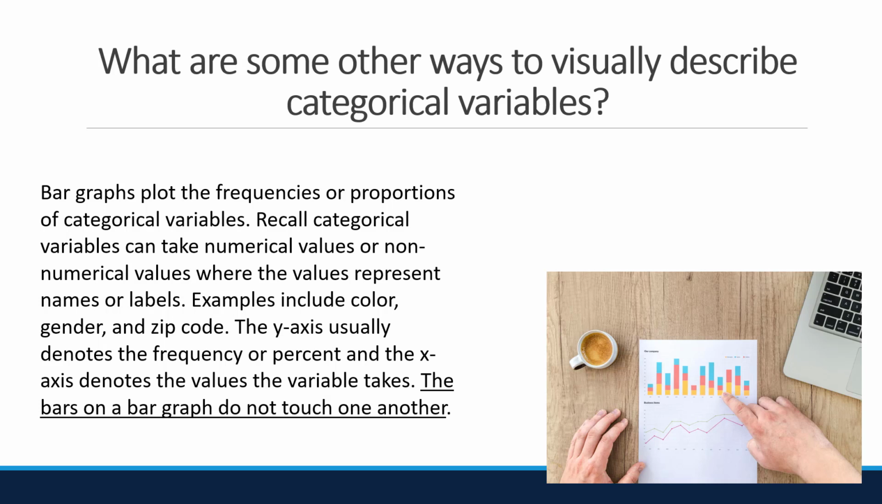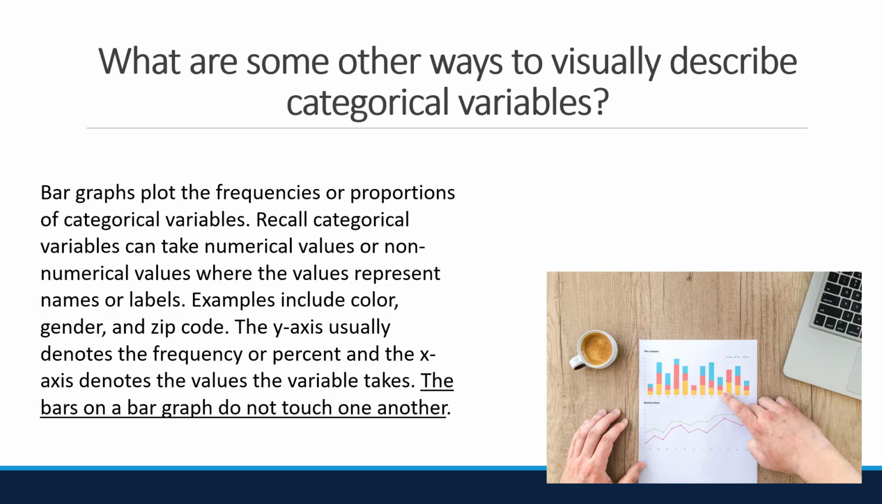What are some other ways to visually describe categorical variables? Bar graphs, also known as a bar chart. Bar graphs plot the frequencies or proportions of categorical variables. Recall, categorical variables can take numeric values or non-numeric values, where the values represent names or labels. Examples include color, gender, and zip code. The y-axis usually denotes the frequency or percent, and the x-axis denotes the values the variable takes. The bars on the graph do not touch one another.